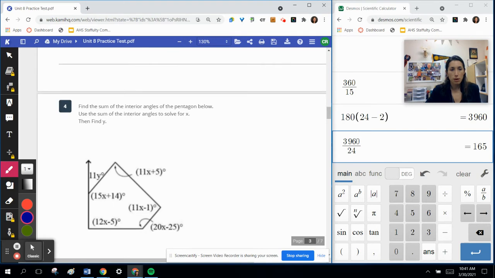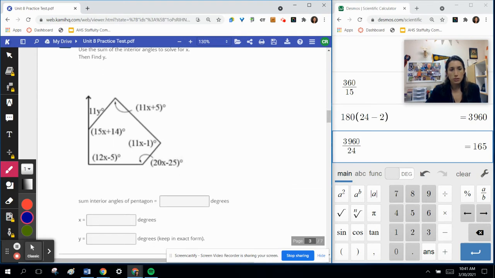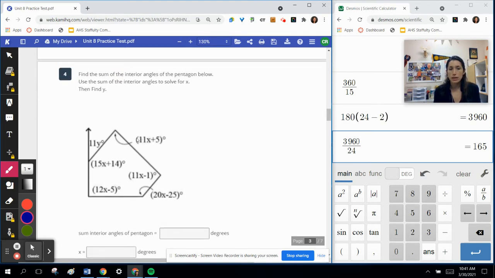Okay, so on to the next problem. First thing you would want to do is figure out, well, how many degrees is inside of this pentagon? So pentagon has 5 sides. So we're going to do this for every problem where you're solving for angles or x's in the problem. So I'd first do 180 times 5 minus 2. That's going to be 540.